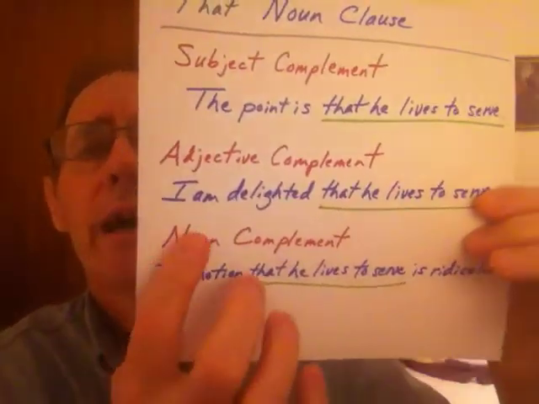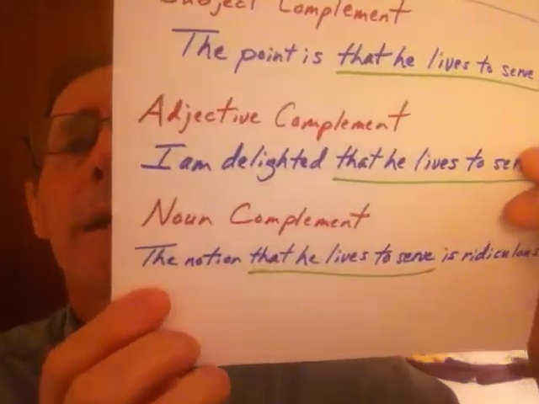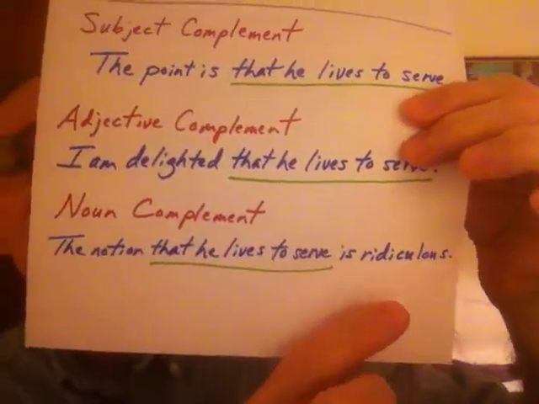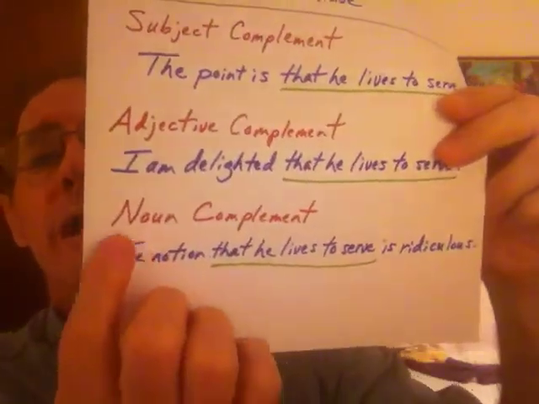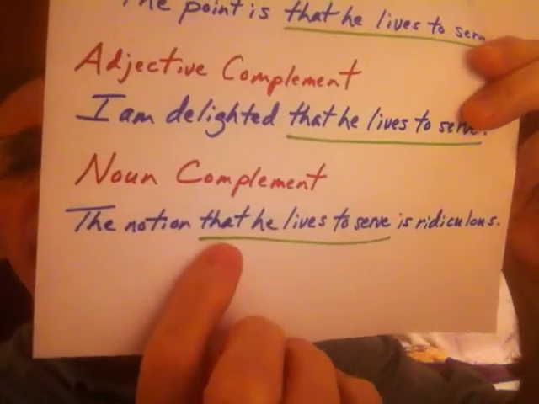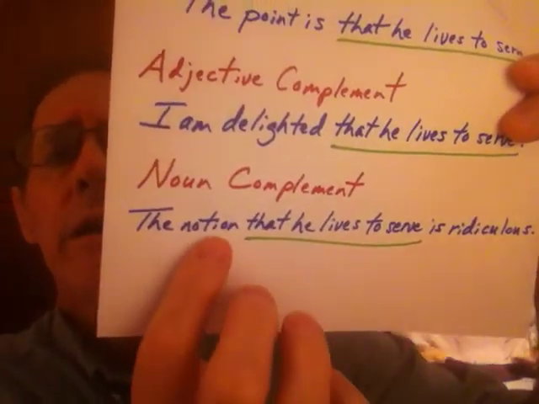So here you have now a noun complement, all right? The notion that he lives to serve is ridiculous. Some people would say, you can't live like that. You can't help people and take care of people all the time and not think of yourself. That's terrible. Who would live like that? Well, some people do. So you have a noun complement, and here's your noun, notion, and there's your clause, all right? Complementing or completing the thought, notion.